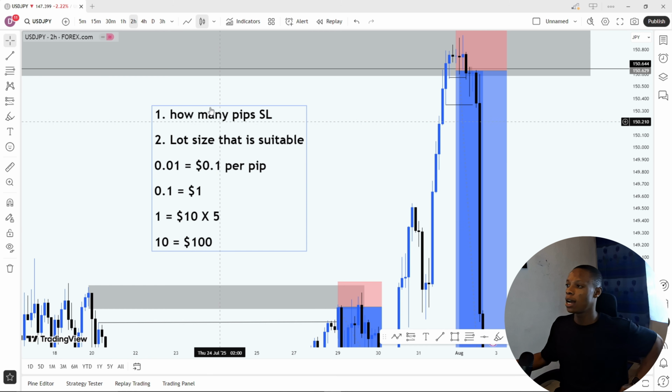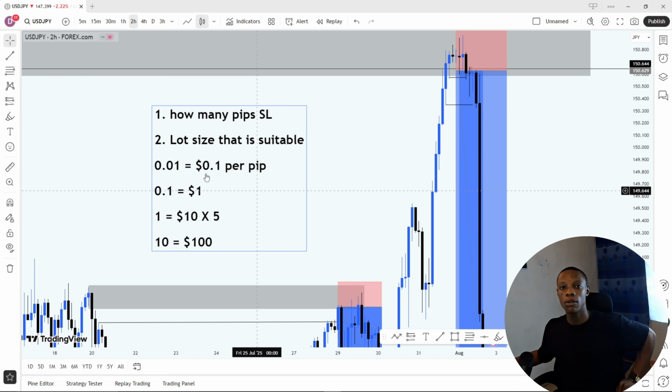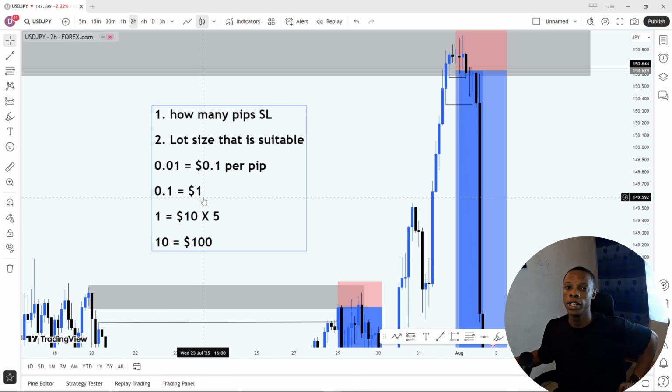So once you know how many pips your stop loss is, and which lot size is suitable for that very risk, you can now calculate and know how much you will lose and how to risk the exact percent you plan on risking.